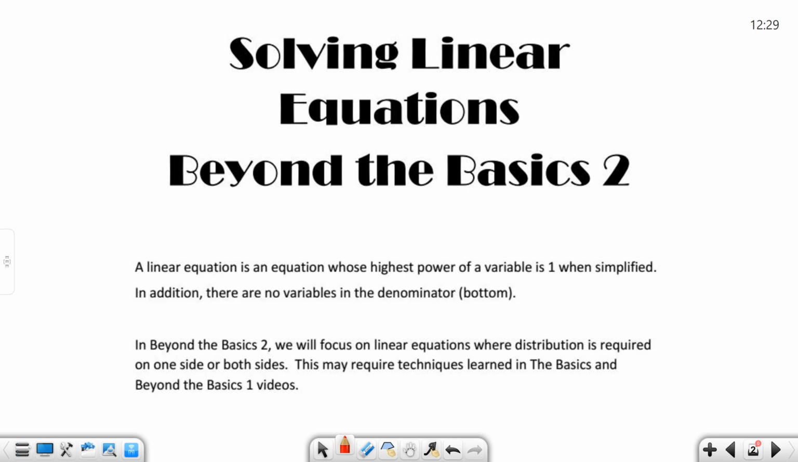Recall a linear equation is any equation whose highest power is 1 of a variable and there are no variables in the denominator, or bottom of a fraction. You can have a fraction, just no variables in the denominator, which is the bottom, right? So in Beyond the Basics 2, we will focus on linear equations where distribution is required on one or both sides. This may require techniques learned in the Basics and Beyond the Basics 1 videos.